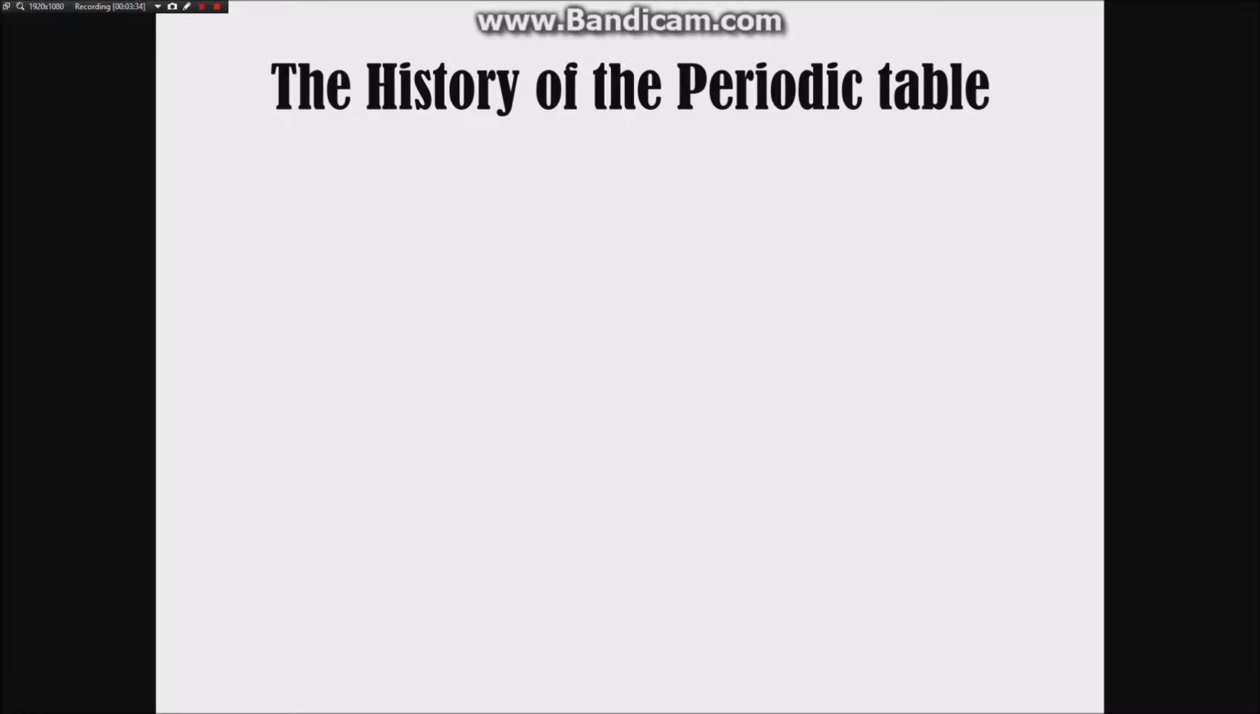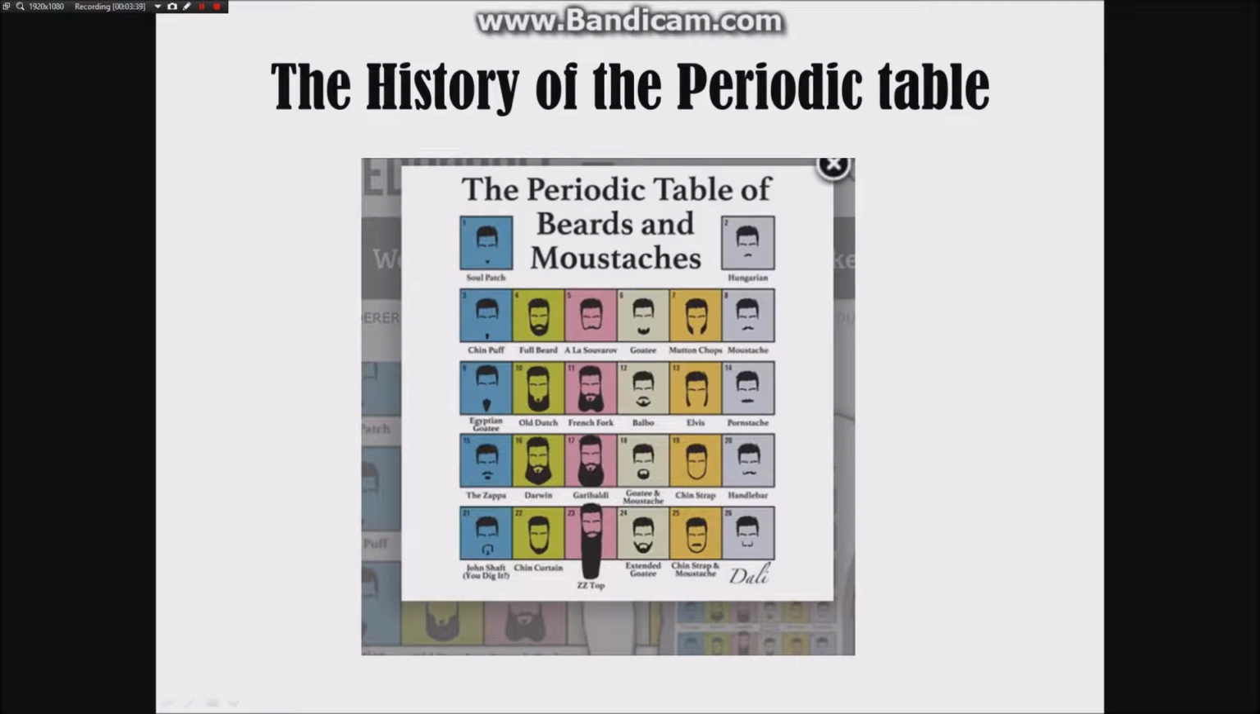So I had to take a quick sip of water, because this is going to need a lot of talking here. So before we get started, of course, I need to show you my periodic table of mustaches and beards, just to make me feel a lot happier about talking about all these names that I won't be able to pronounce.